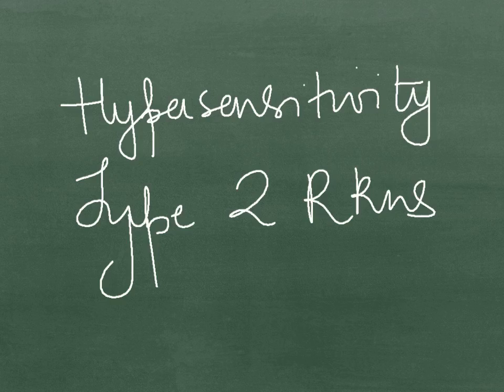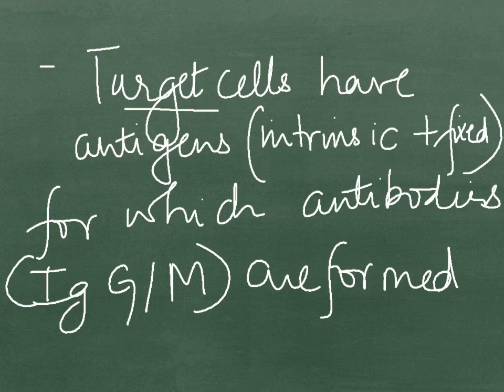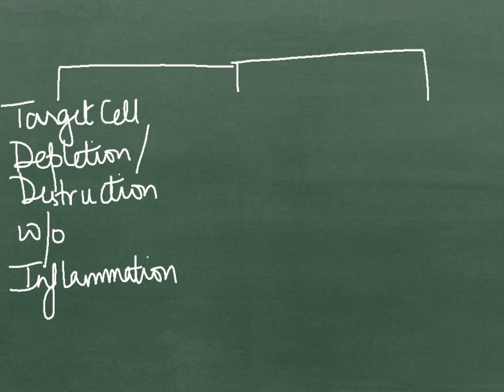Hi, today's topic is hypersensitivity type 2 reaction. In this type, the target cells have antigens which are intrinsic as well as fixed, for which antibodies such as IgG or IgM are formed. We can divide these hypersensitivity type 2 reactions into three categories by how the damage occurs to the tissues.